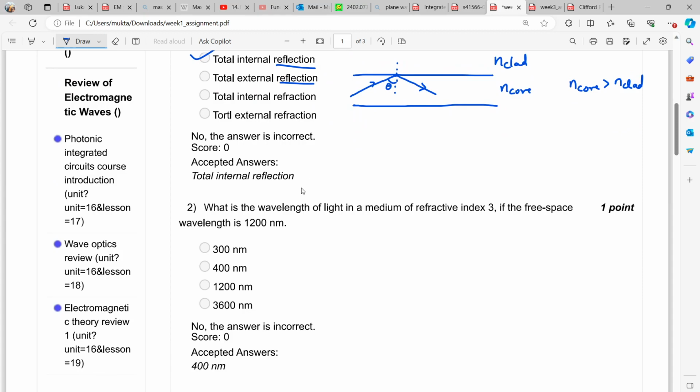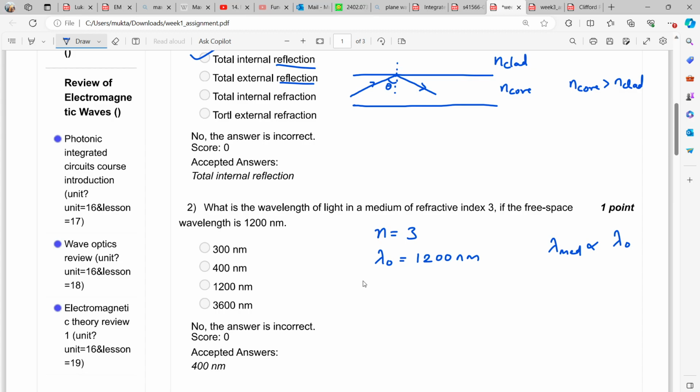So the next question is, what is the wavelength of light in a medium of refractive index 3? So n is 3. If the free space wavelength lambda naught is 1200 nanometer. Okay. So the exact relationship between the wavelength in a medium and the wavelength in free space can be found out pretty easily.